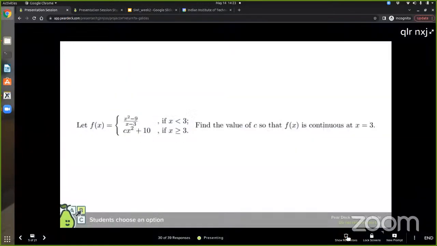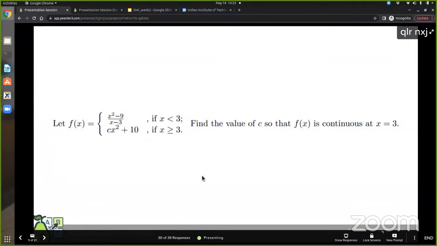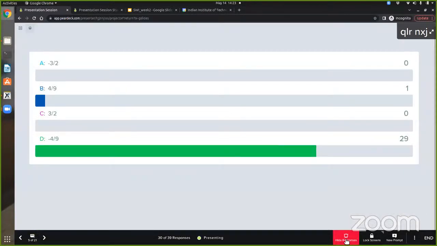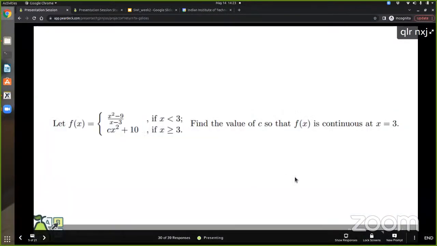So, do you want me to solve this, or is this clear to you? Okay, I hope this is clear to you. So, I'll go on to the next question. In case you want me to solve it, please let me know.